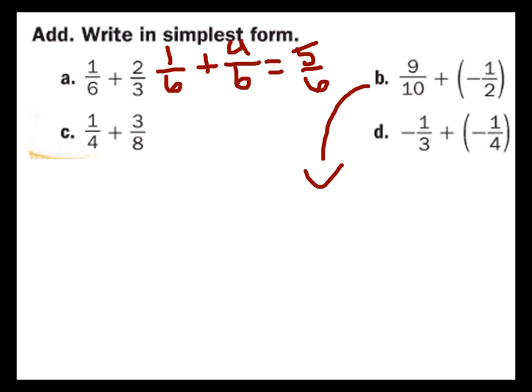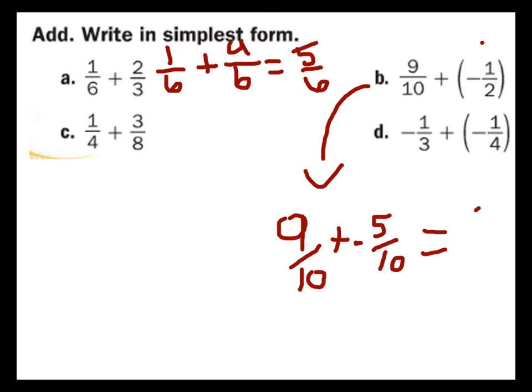So this one right here becomes negative 5/10, and then you do this one, plus and negative, and then it equals 2/5. Bam!